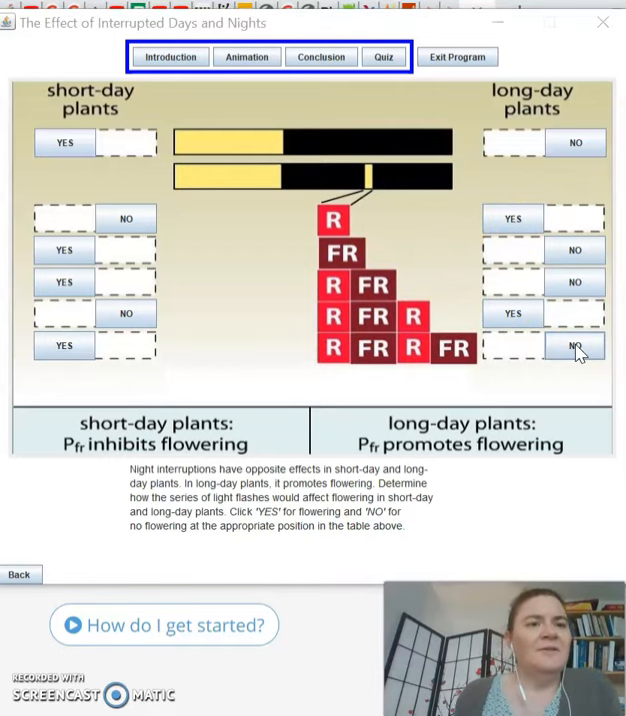So you are correct. You have determined the effects of these light treatments on the short day and long day plants. A final flash of red light essentially resets the night, creating a large pool of phytochrome far red forms. This form of phytochrome inhibits the flowering in the short day plants, but stimulates flowering in long day plants.